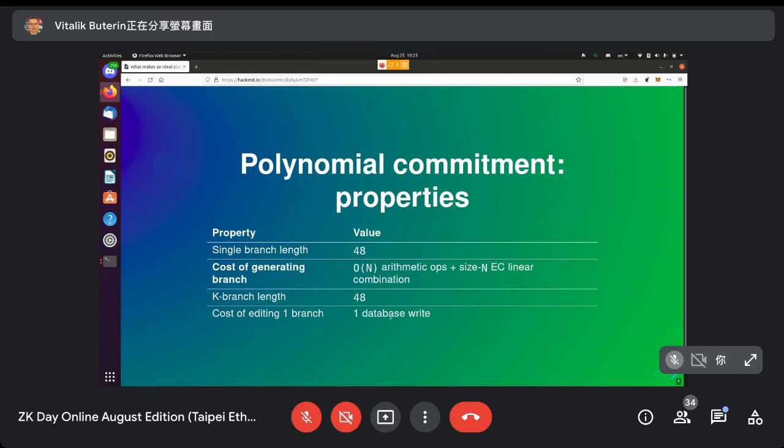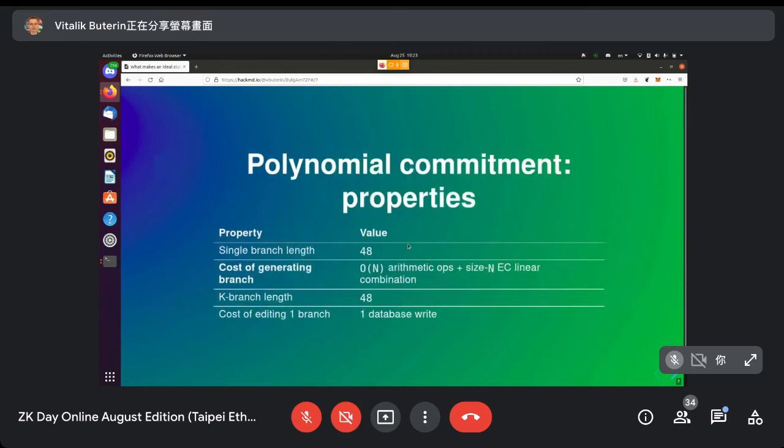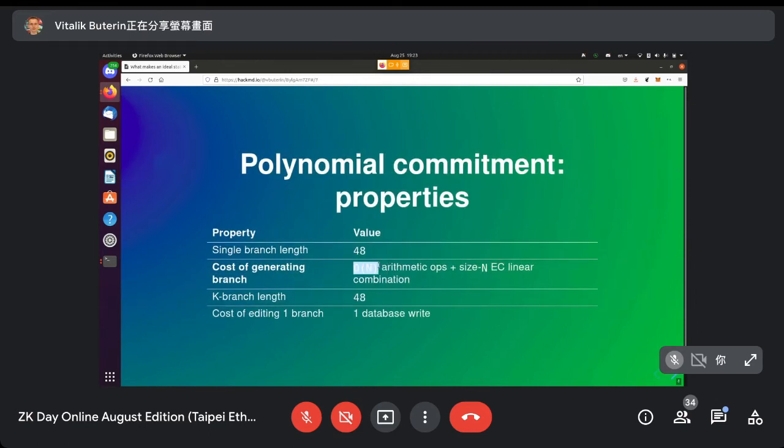So far so good, but there's this one problem, which is the cost of generating a proof. In order to actually compute one of these quotients, you have to do polynomial division. This is a degree n polynomial divided by a degree 1 polynomial, and this is an O of n operation, right? And here we're talking about n being a billion. So this is just completely ridiculous and impractical.